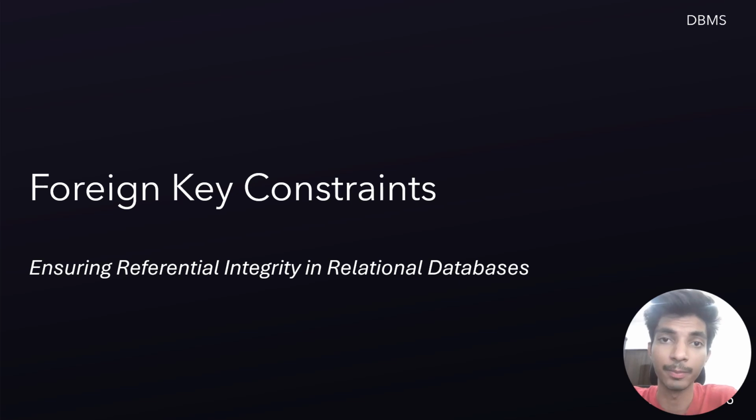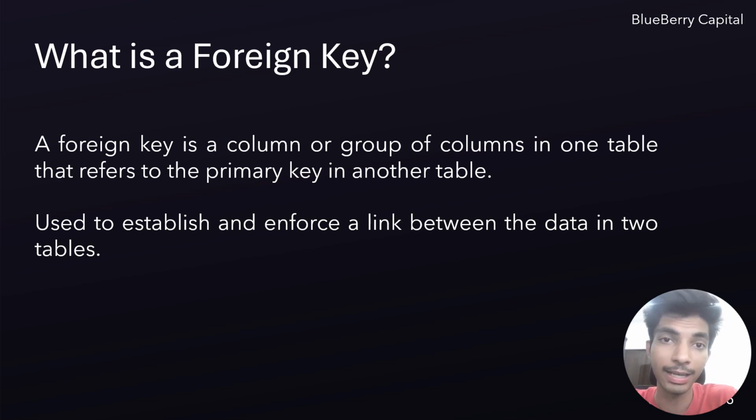So I have prepared a set of slides. We will be going through each and every slide, and I will try my best to explain what goes on in foreign keys. So what is actually a foreign key? A foreign key is nothing but a column or a group of columns in one table that refers to the primary key in another table.